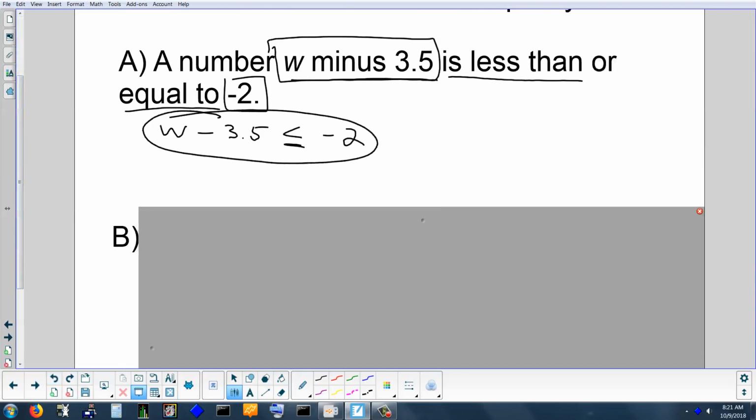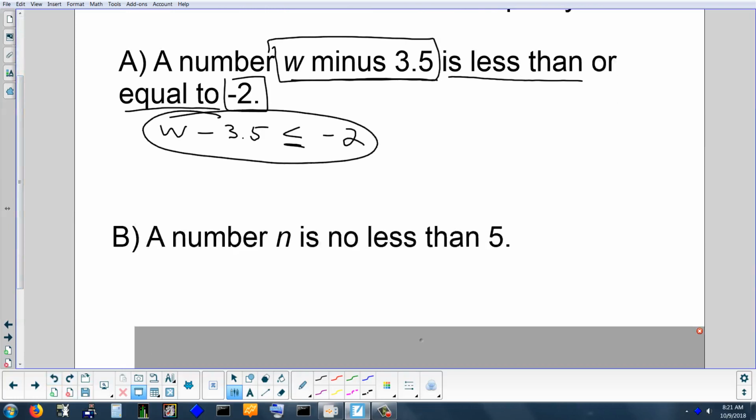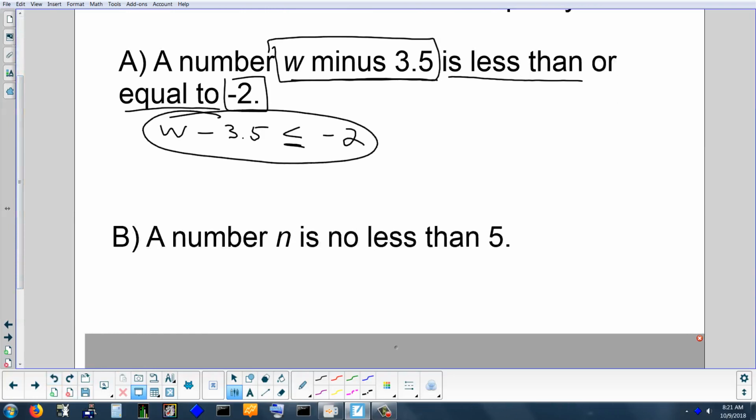Any questions on that one? Okay, let's look at B. A number n is no less than 5. What's the first thing in that sentence that's important? Yeah, Gigi? N. So a number n is no less than 5. Sometimes what I do is check it off once I use it. So I use the n. Is no less than.